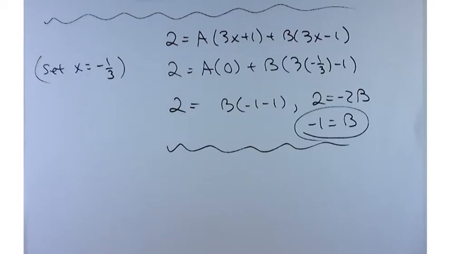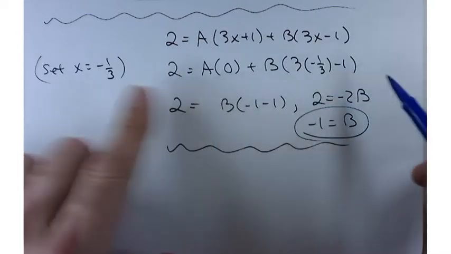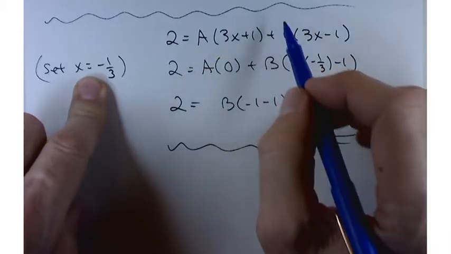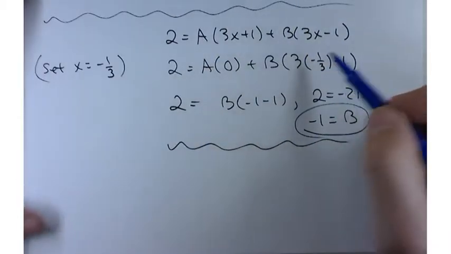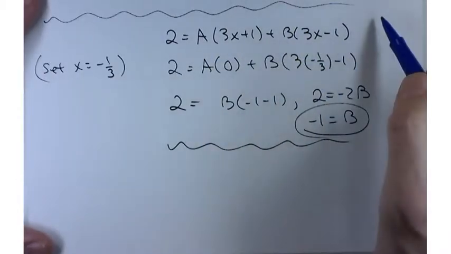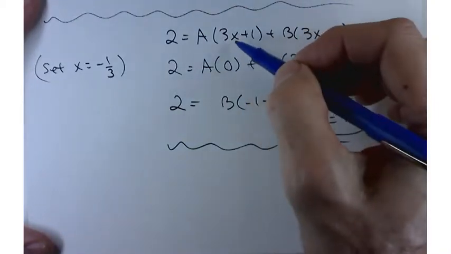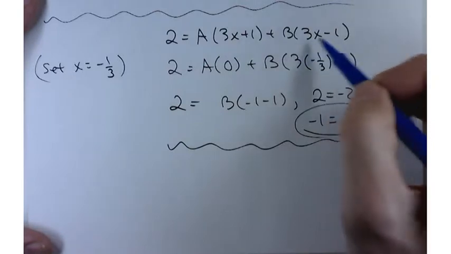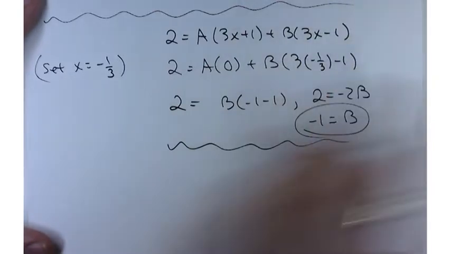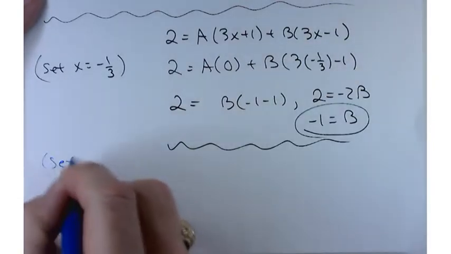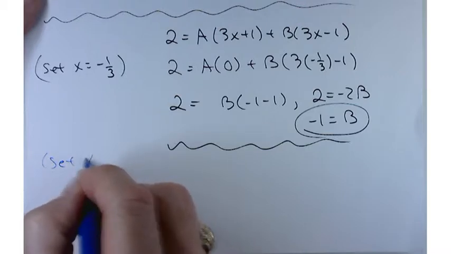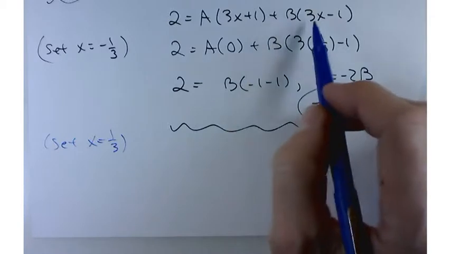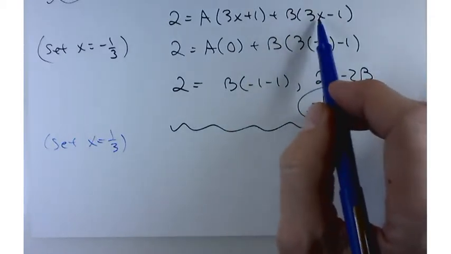Let's go up and solve for A. Now I used x equals -1/3 because that canceled out the A, and I was able to solve for B. Now I want to cancel out the B and solve for A. So what value of x can I use to cancel out the B? Yeah, +1/3. Set x equal to 1/3. 1/3 times 3 is 1. 1 minus 1 is 0.